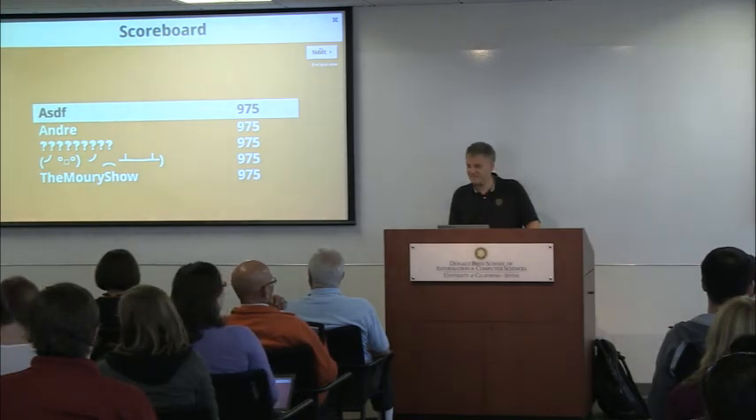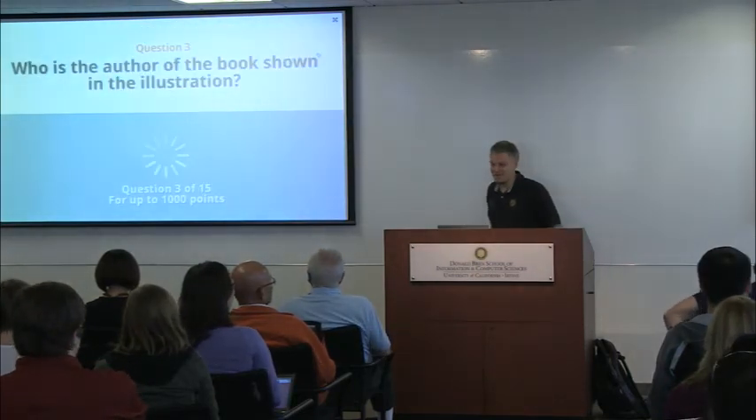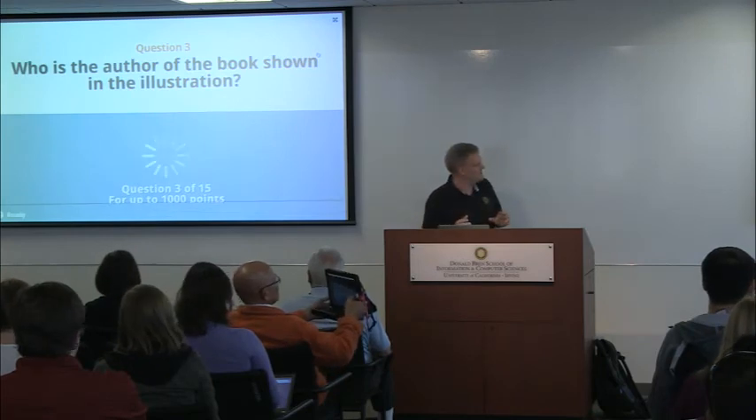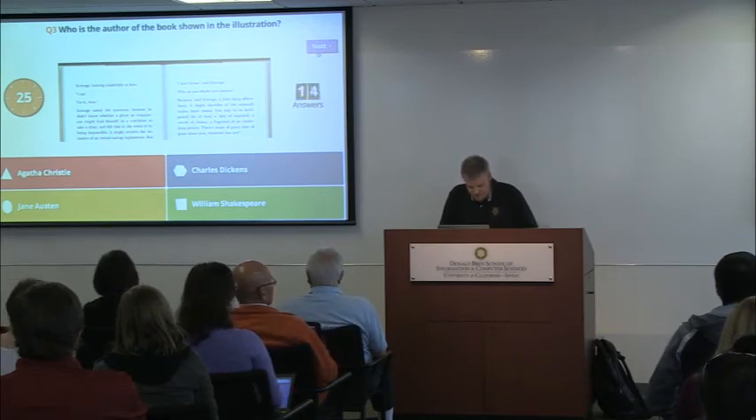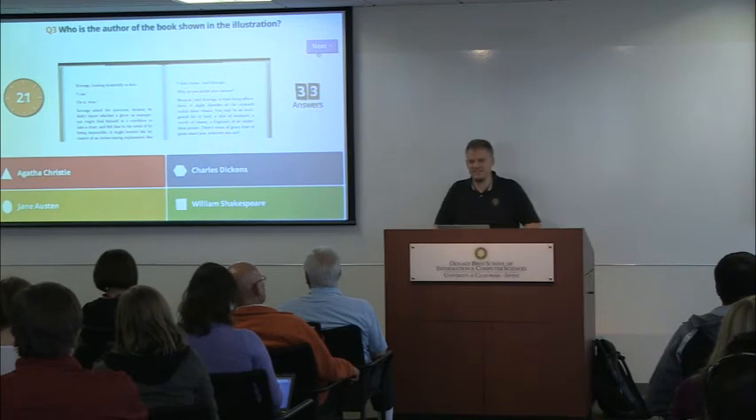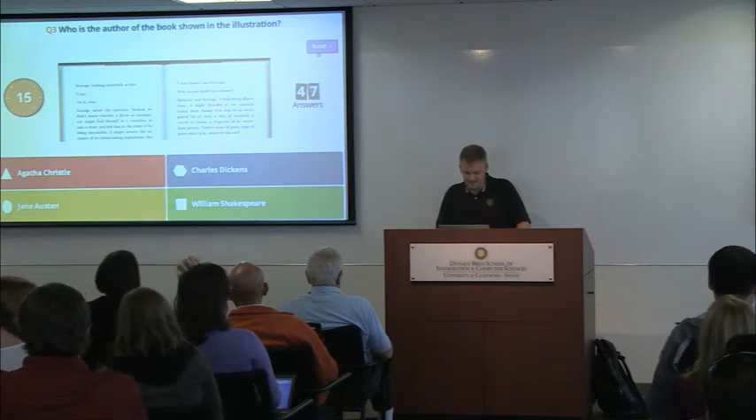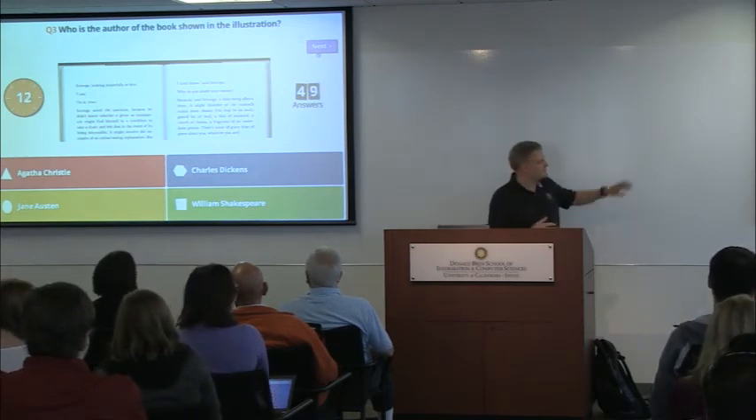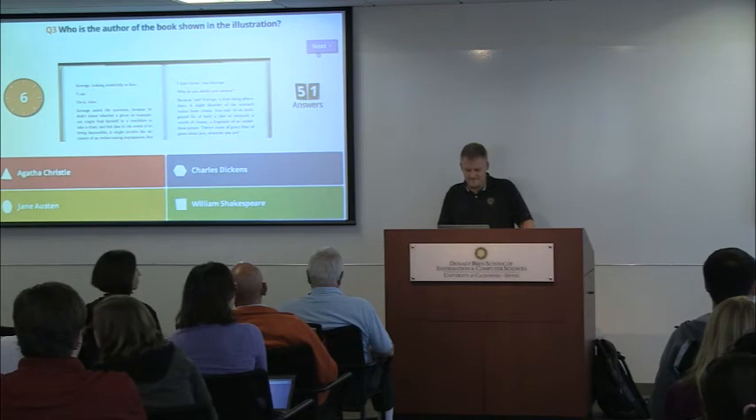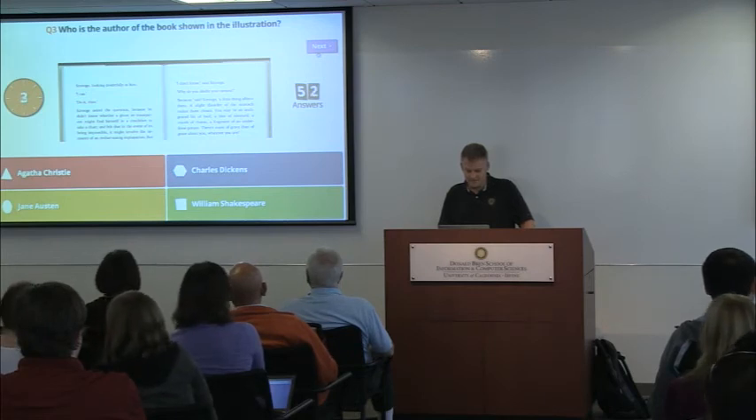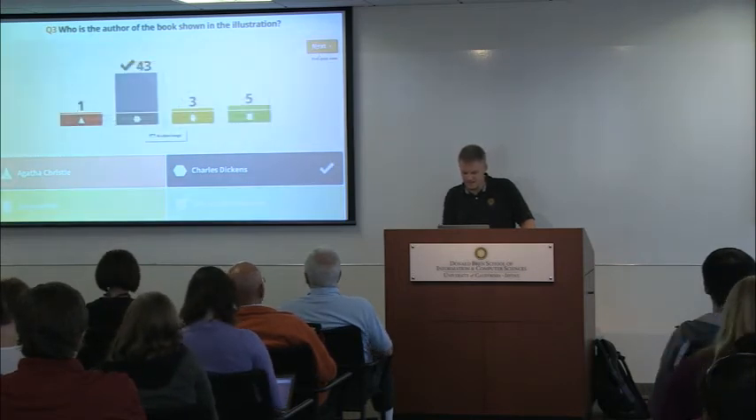Who is the author of the book shown in this illustration? Maybe it's hard for you to read, but it says Scrooge looking doubtfully at him. Scrooge asks the question. So then you have to look at the picture to get the right answer. Okay, Charles Dickens. Most of you got that right.